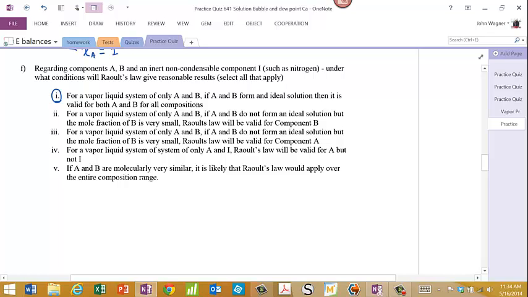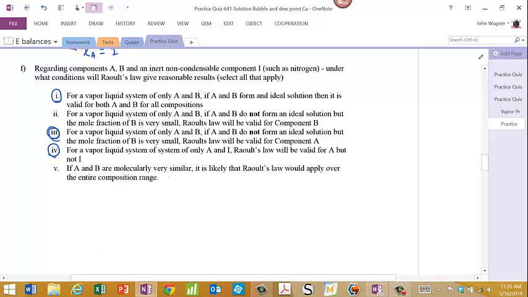However, for number 3, we have an A and B system. Again, they don't form an ideal solution, but the mole fraction of B is very small. Raoult's law will be valid for component A, and this is true. Component A really does not feel the effects of component B, so for component A you can still use Raoult's law. For a vapor-liquid system of A and I, Raoult's law will be valid for A, but not I, and again, that is true. That's the application we were using previously.